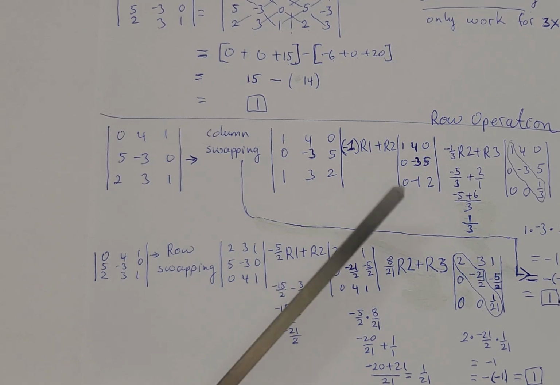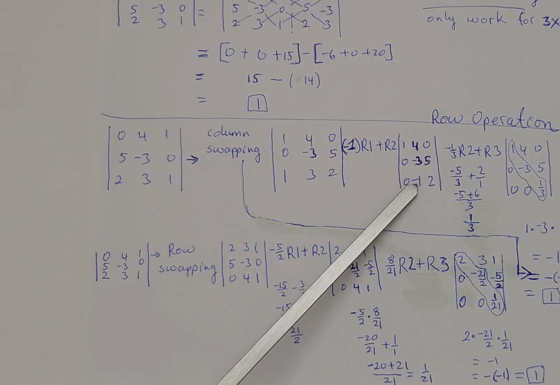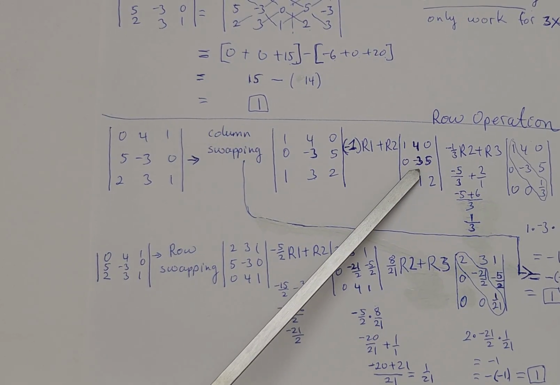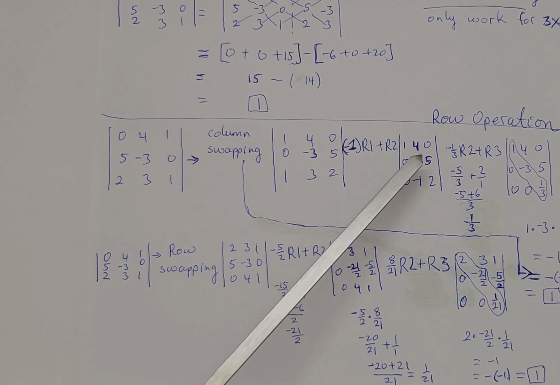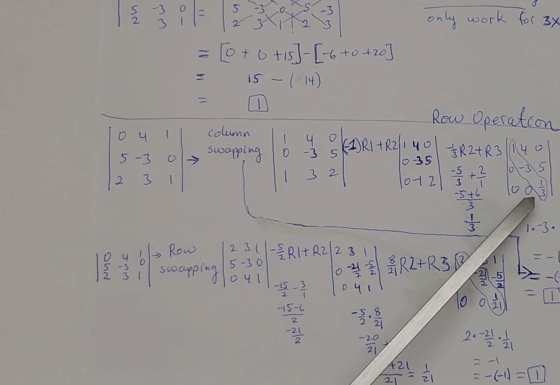Okay, again, where does this 1/3 come from? I want this to be a 1 so that I can change it to a 0. So the reciprocal of 3 is 1/3. Why do I have another negative? Because I need it to be a positive, so when I subtract, it becomes 0.